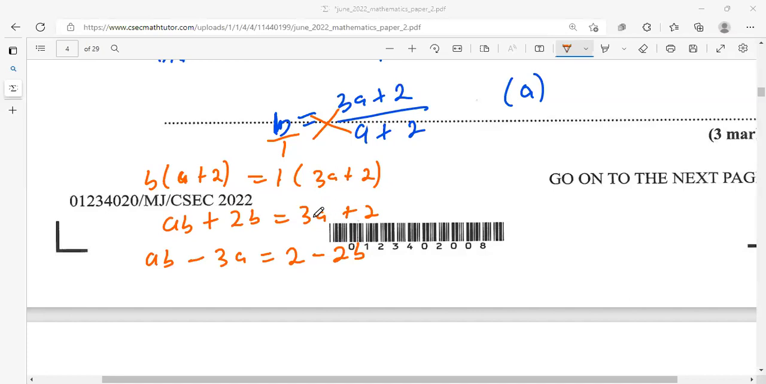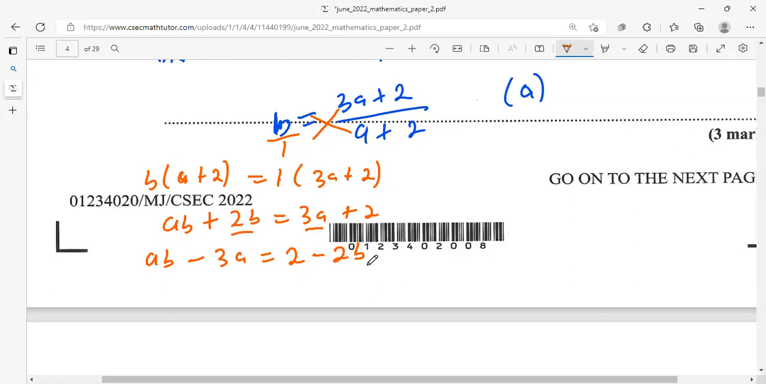Then we group the like terms now, right? We group all the A at one side. So that's the main idea. Group all the A at one side and the remaining at the other side. So we move this 3A to that side and move the 2B to the other side. This 3A is positive. We carry it over, it becomes negative. The 2B is positive. We carry it over, it becomes negative.